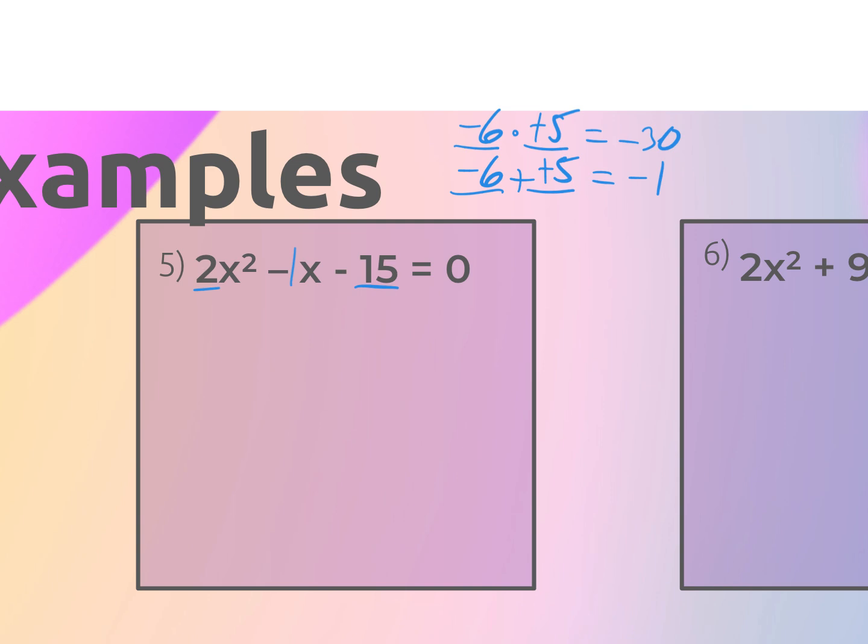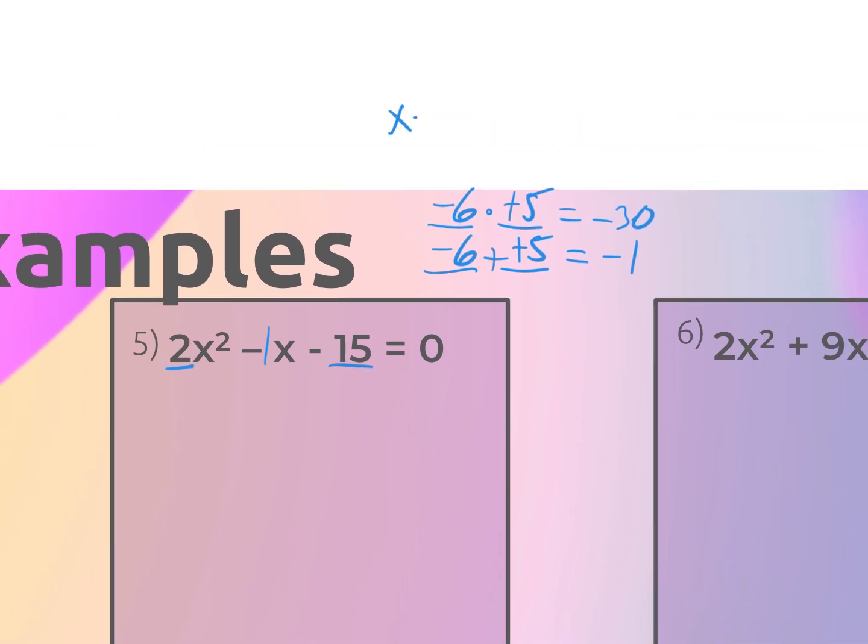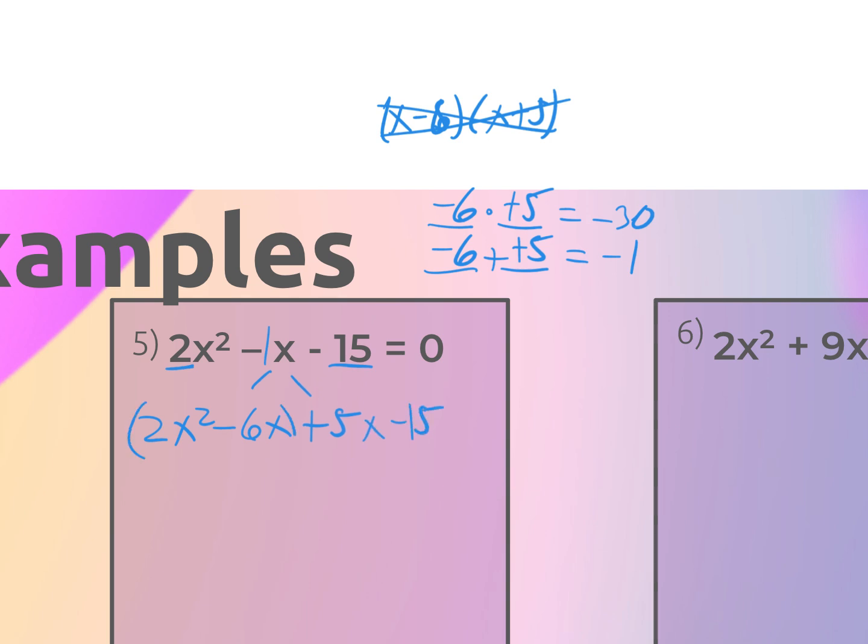Now, some of you may get to this step, especially in these kinds of cases where our first term is not 1, and you're tempted to say, okay, it's going to be x minus 6 and then x plus 5. No, this is not true. You have to actually break up the middle term. Don't forget this. Like I said, factoring is not going anywhere. We want to break up the middle term and then factor by grouping.